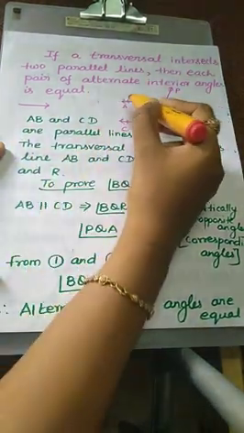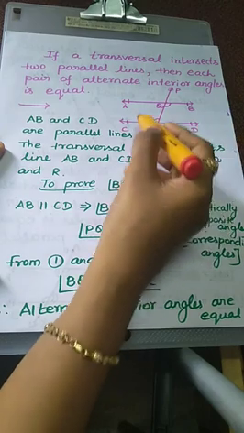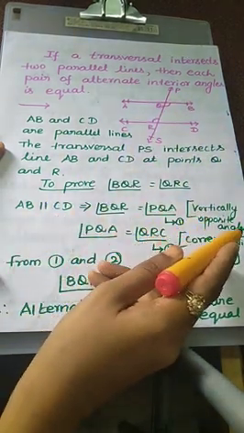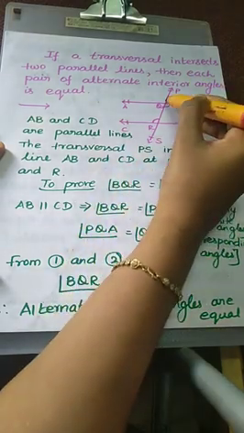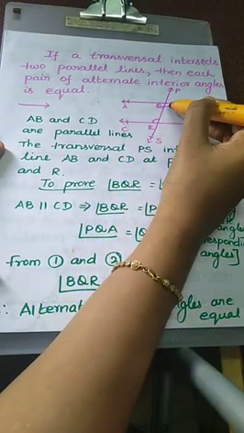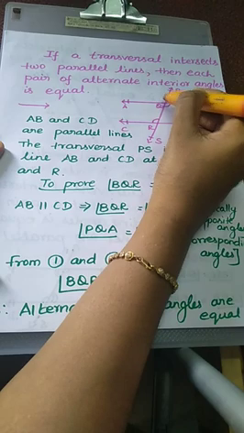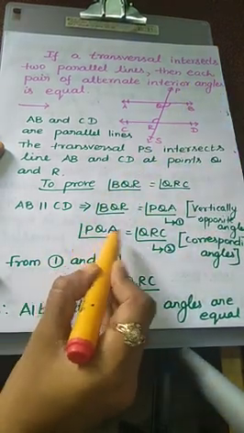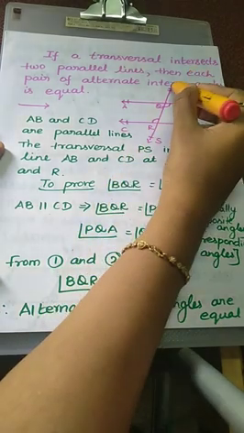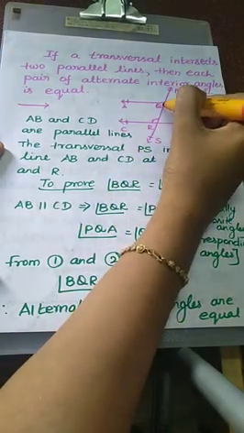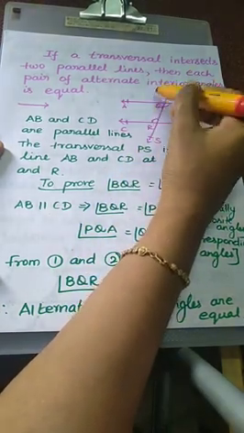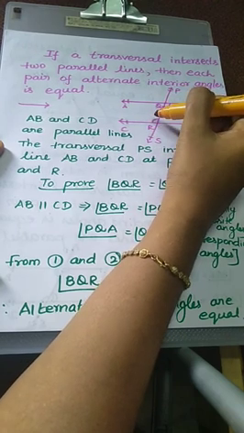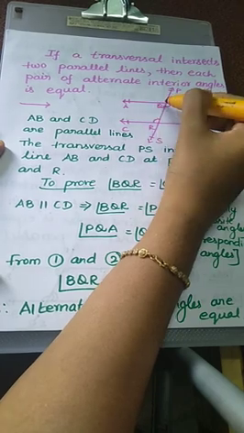Now, AB is parallel to CD. We know the condition, vertically opposite angles are equal. BQR, this angle, is equal to PQA, this angle. These two angles are equal. Next, angle PQA is equal to QRC. This is actually corresponding angles. When a transversal intersects two parallel lines, the corresponding angles are equal. So, PQA is equal to QRC.